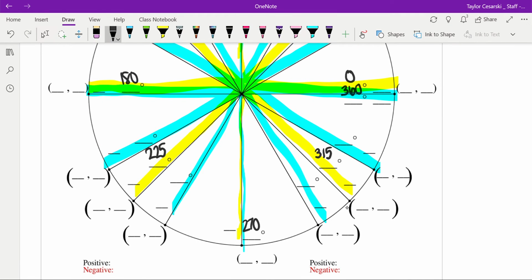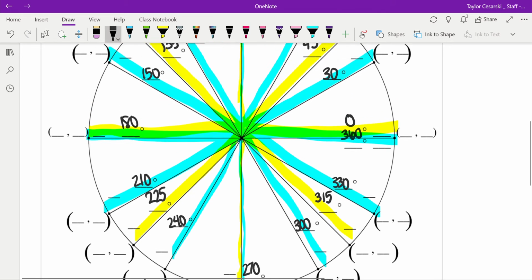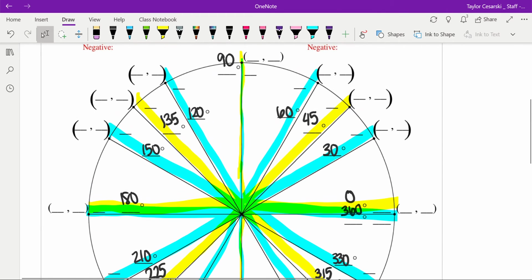So add another 30, 210, another 30, 240, another 30, 270. And remember that 270 is part of my blue circle and it's also part of my yellow circle. Add another 30, 300, add another 30, 330, add another 30, 360. And that takes care of all of your degree measures.